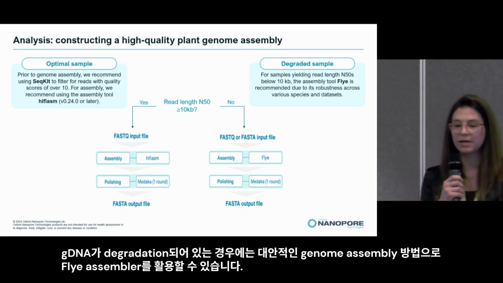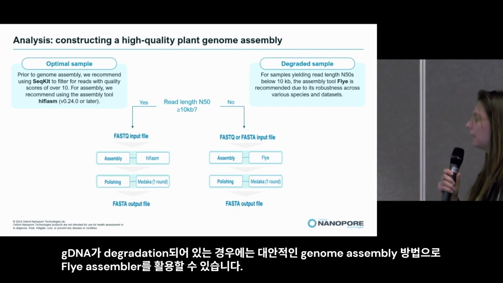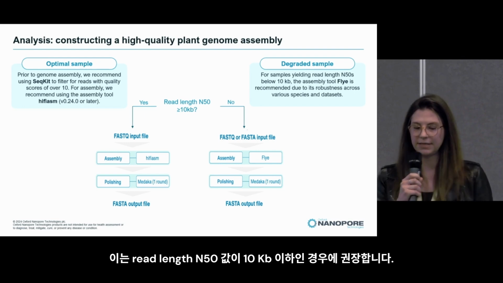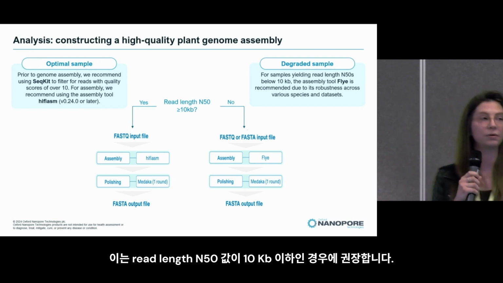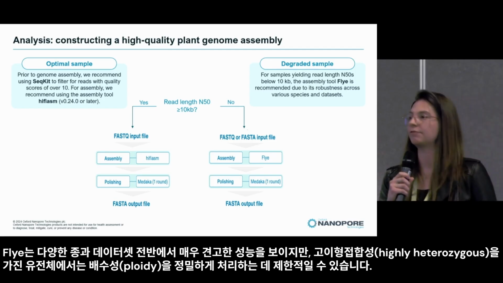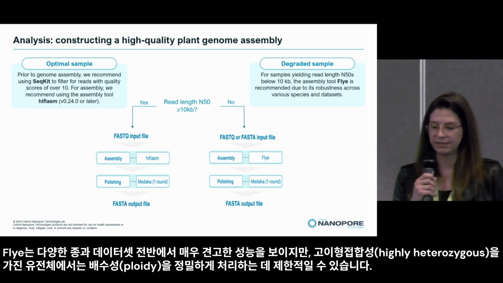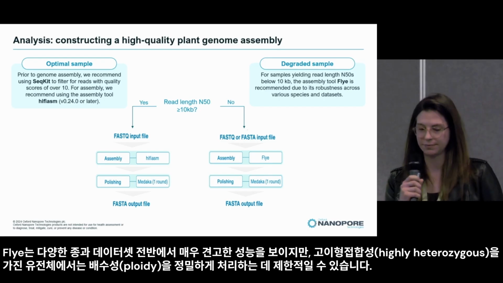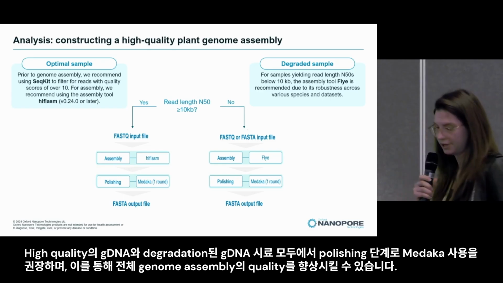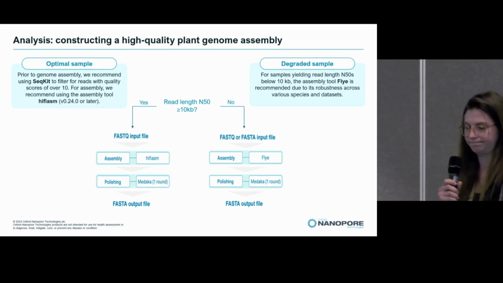Now, if you have degraded samples, we do have an optional assembly method. This is Flye. And this is recommended for read N50s below 10 kb. It is quite robust across a variety of species and datasets, though handling of ploidy can be limited in highly heterozygous genomes. In both instances, we recommend using Medaka for polishing, and this can enhance the overall assembly quality.